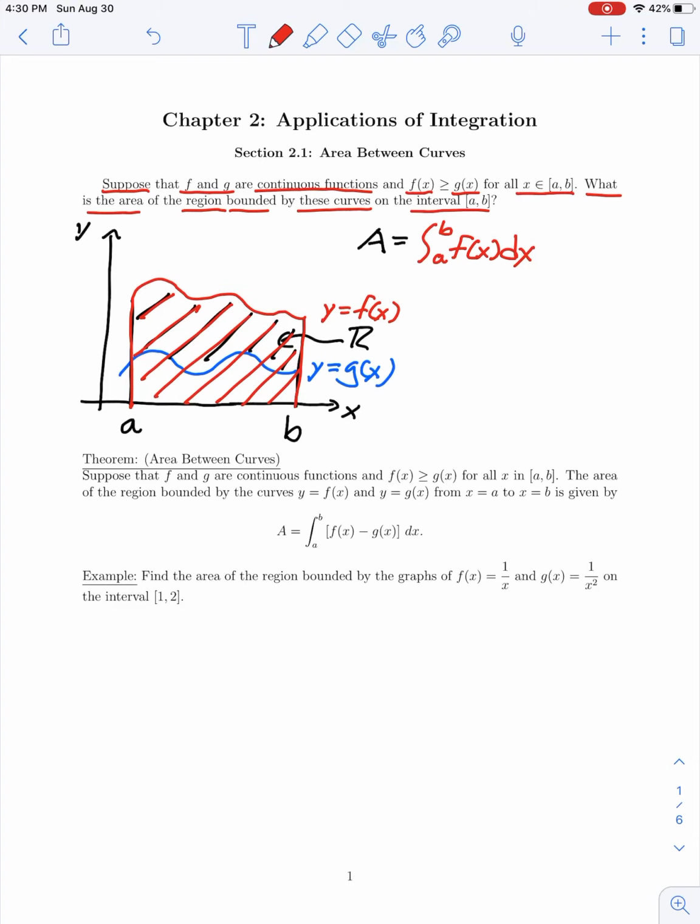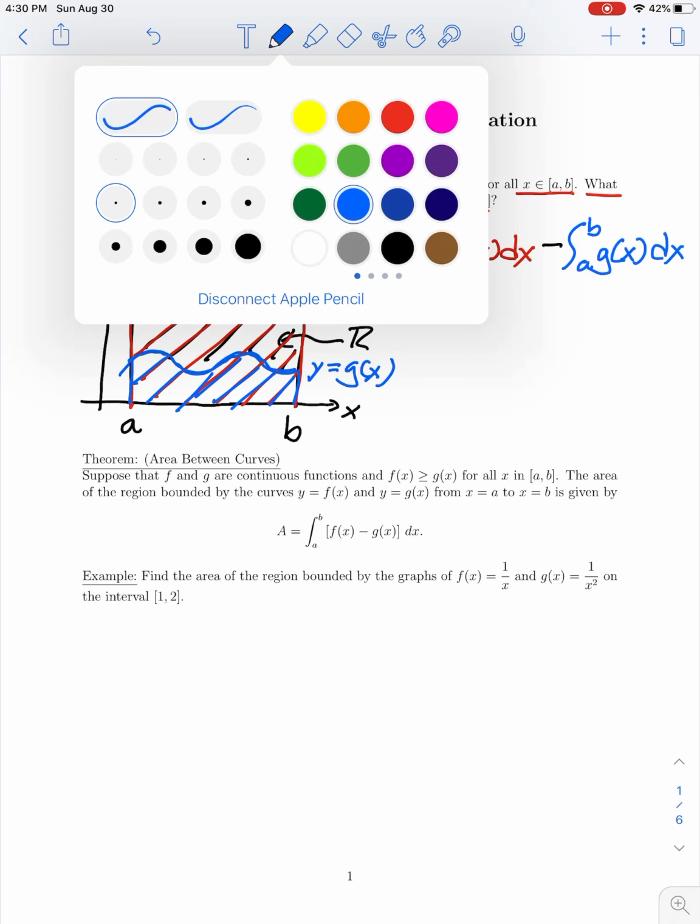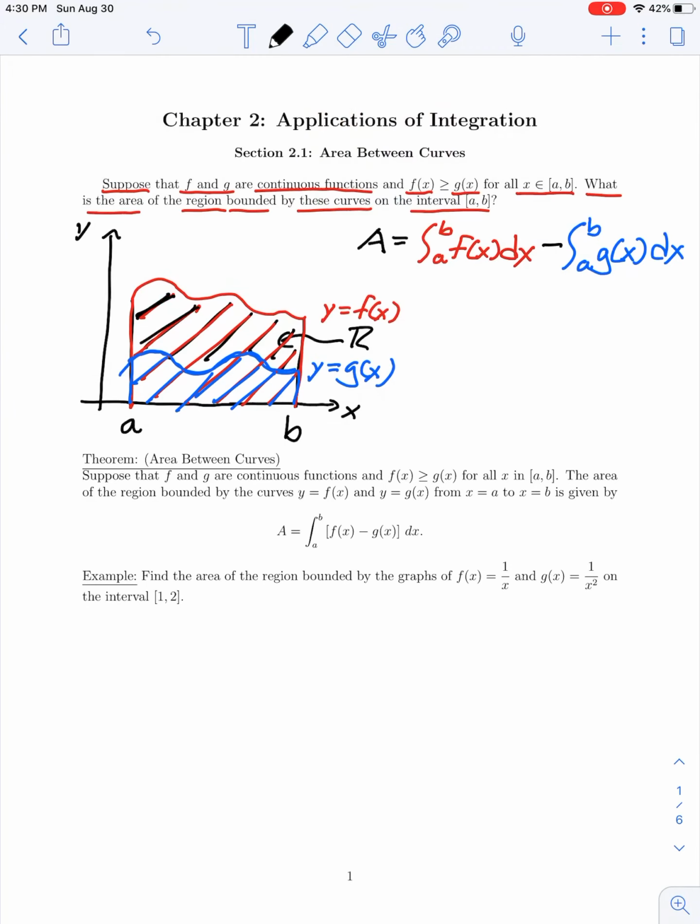Now, we can then subtract the definite integral from a to b of g of x dx, which would be the area under the graph of g of x over that same interval. And so taking the difference of those values, what we're left with is the area of this shaded region R that lies between the two curves. That was the region, or the area of the region, that we wanted.